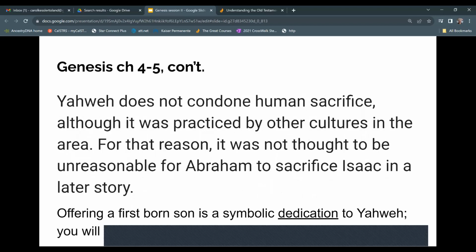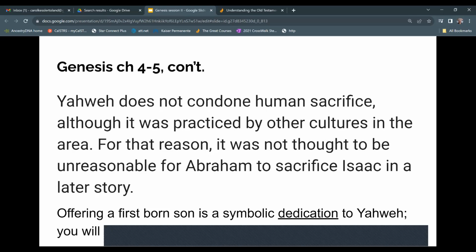Genesis chapter 4 and 5 continued. Yahweh does not condone human sacrifice, although it was practiced by other cultures in the area. For that reason, it is not thought to be unreasonable later, when we come to the story of Abraham, to sacrifice Isaac in a later story. So the story of Abraham is before the time the laws are written down.